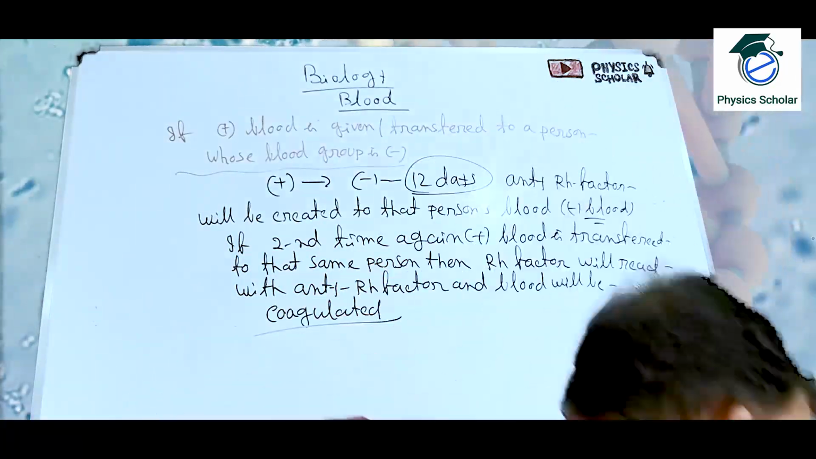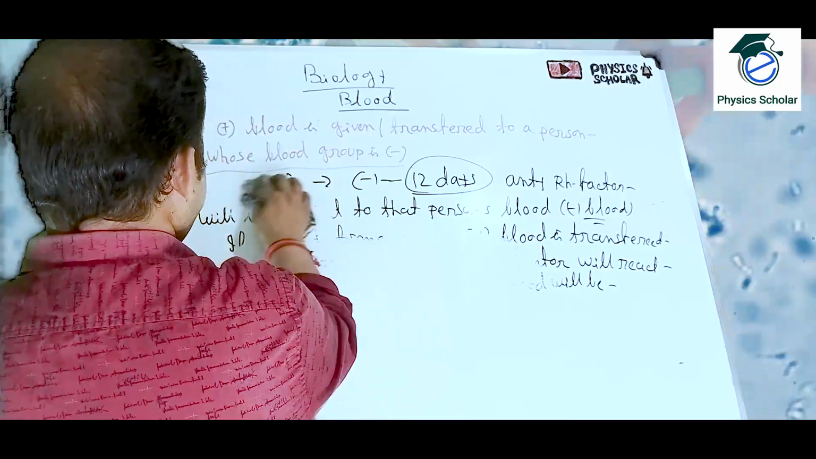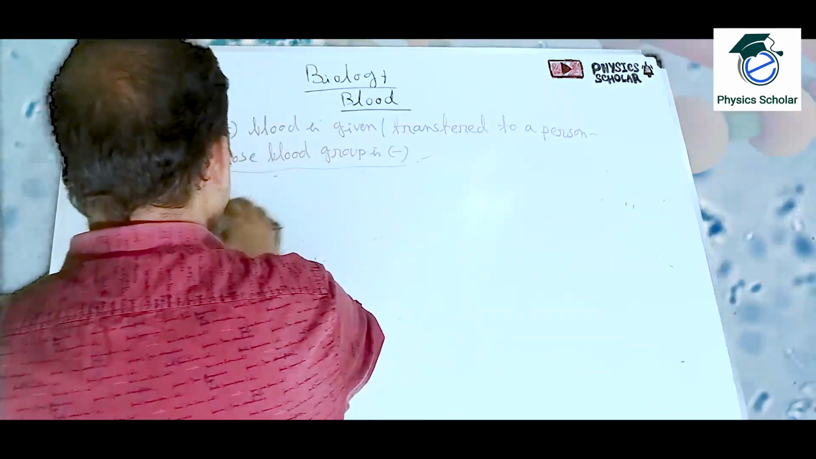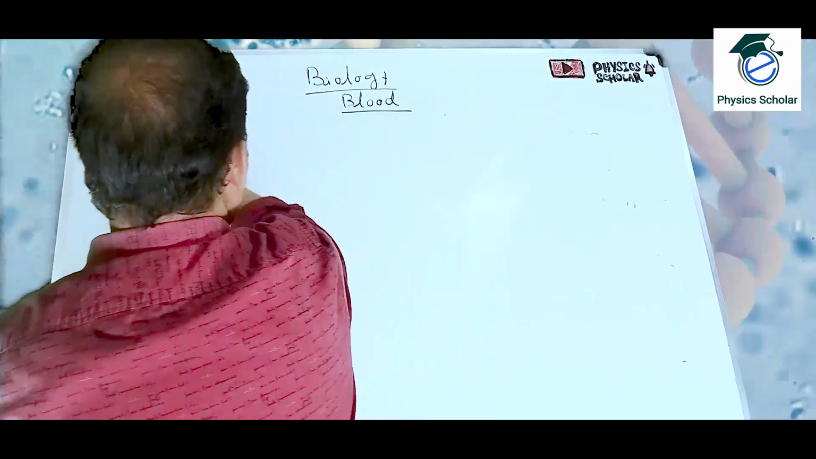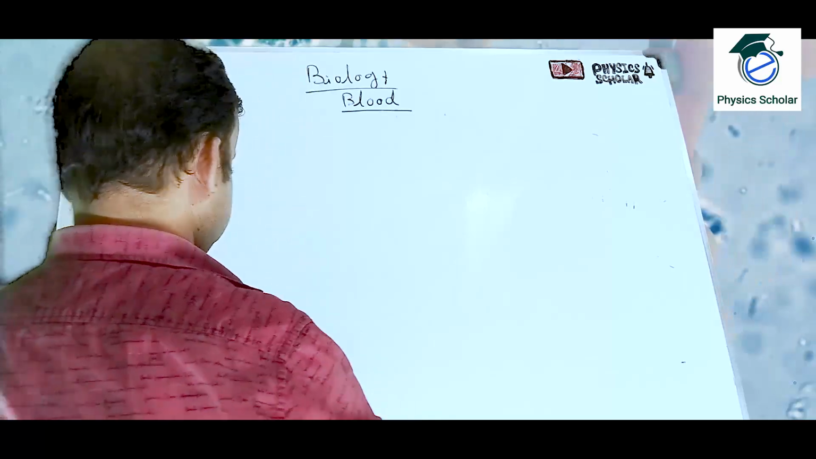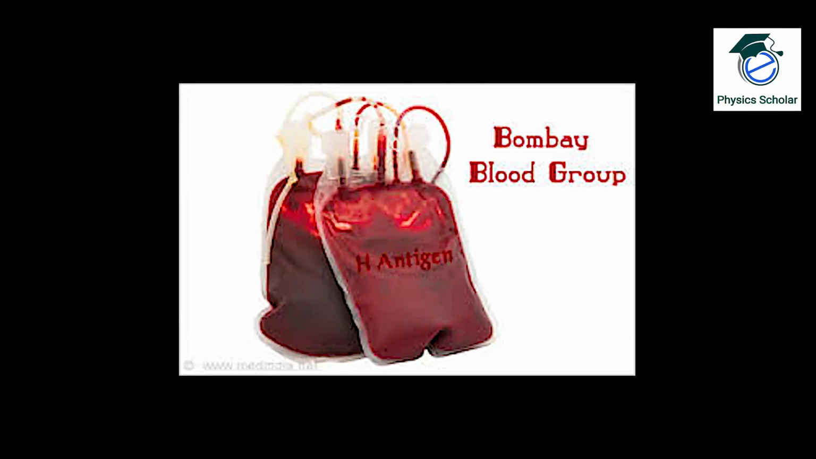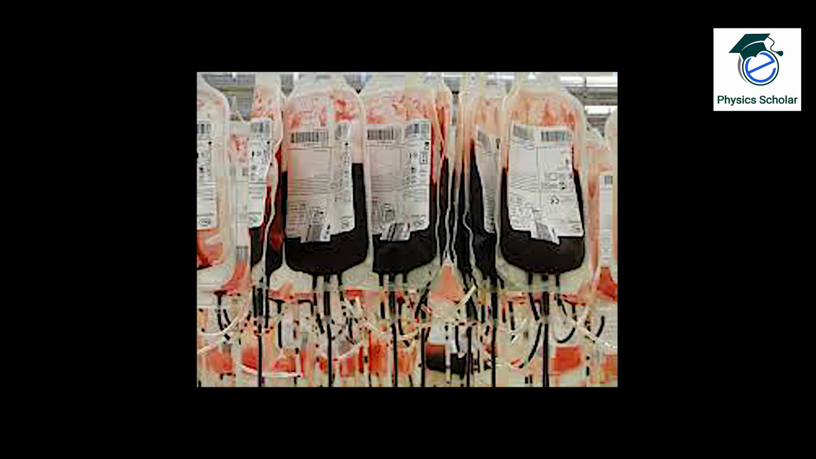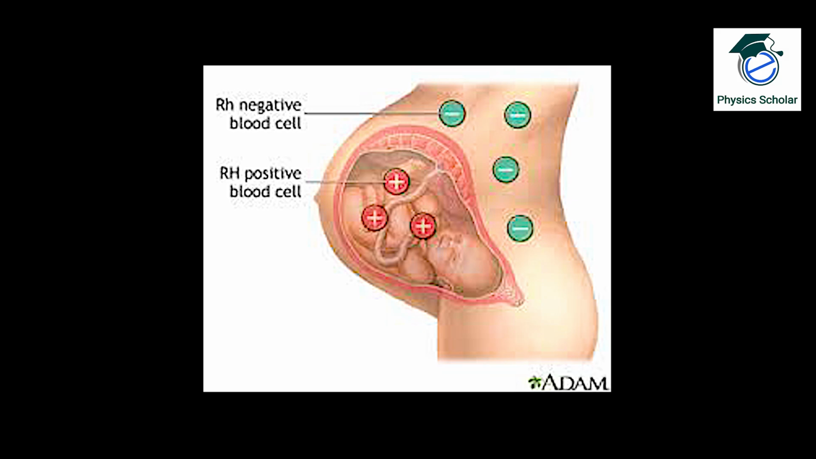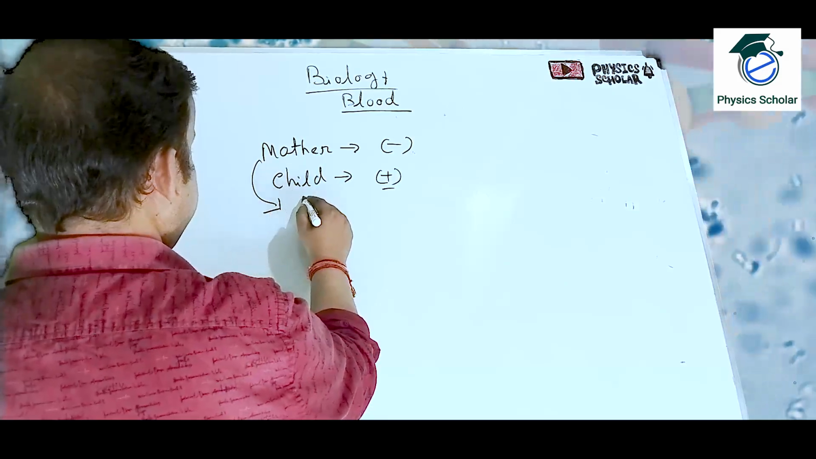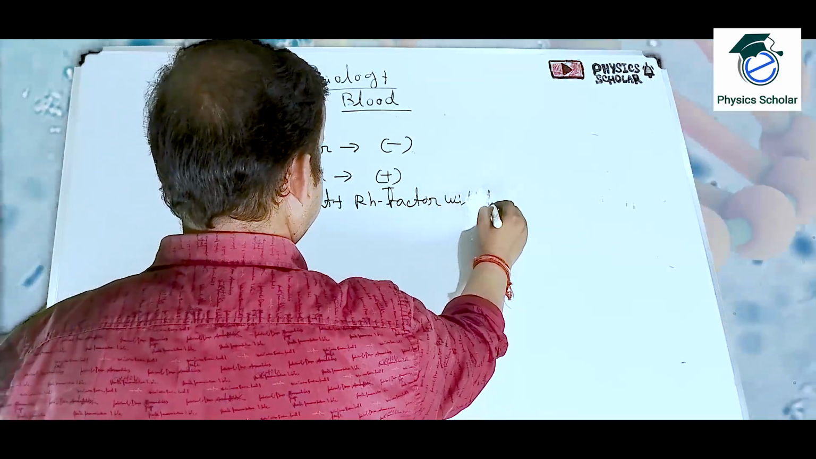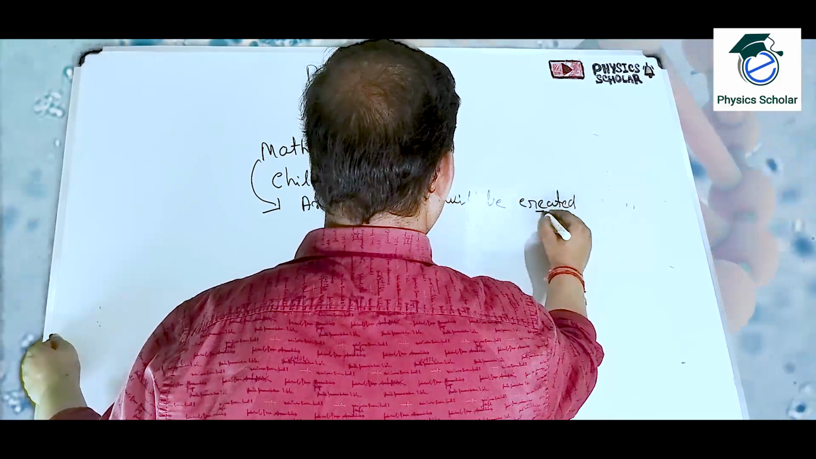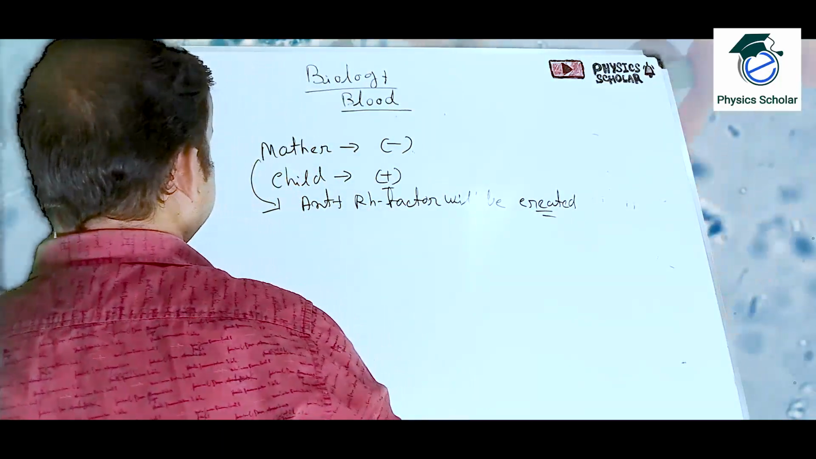And another complication may come for pregnant women. What is that? For pregnant women, suppose the mother has a negative blood group, okay, and the child in her uterus is positive, then for the first pregnancy, what will happen? In the mother's blood the anti-RH factor will be created. Okay, mother is negative, child is positive. Clear? So anti-RH factors will be created.